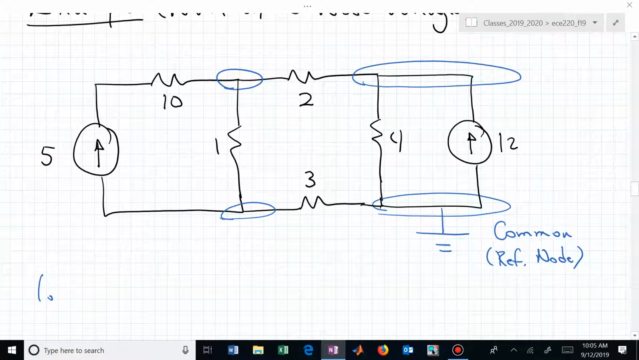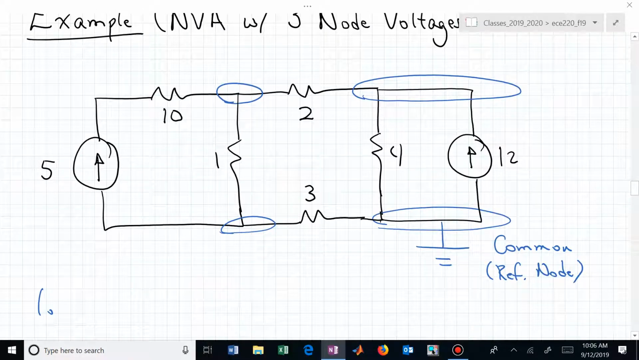So I've now identified my essential nodes. Now I need to define, basically label, voltages relative to the common node. Where am I going to connect my red lead? I'm going to connect it to each of these blue highlighted nodes, my essential nodes, and how they get labeled is somewhat random, but let me just say that this one is what I'm going to call V1.